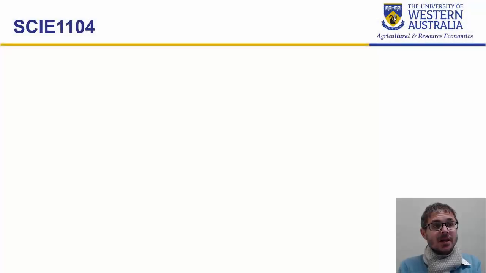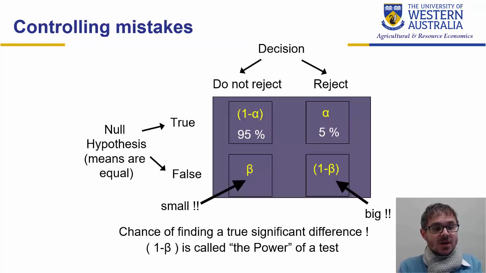So what I'd like to talk about now is just a recap on controlling mistakes in our setup. The first thing that we saw in this space is this idea about how we think about our null hypothesis. Our null hypothesis could be either true or false, and we have two decisions we can make. We can either reject the null or not reject the null. When the null hypothesis is true, it means that there is no difference.